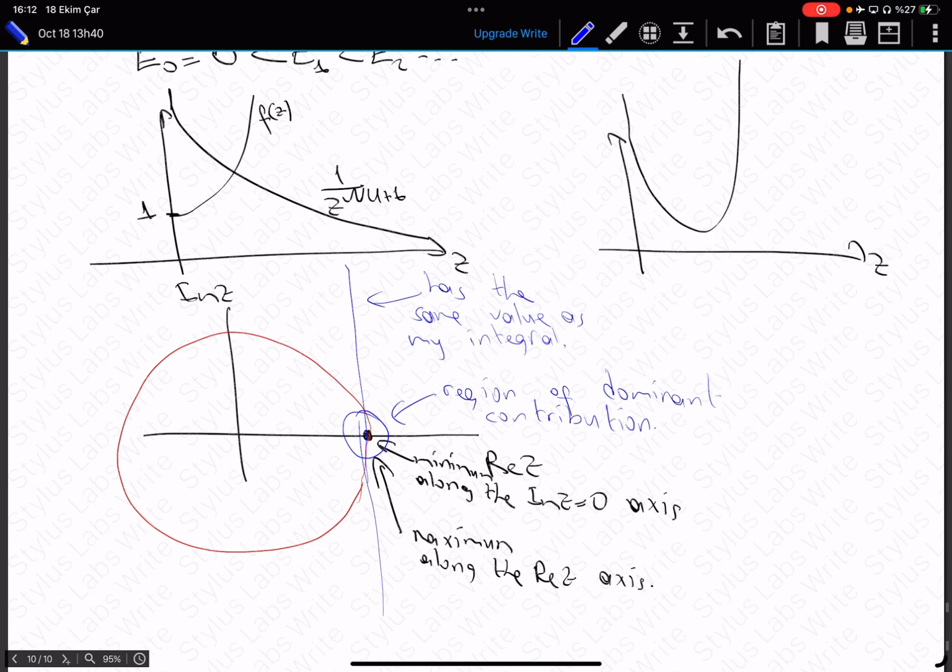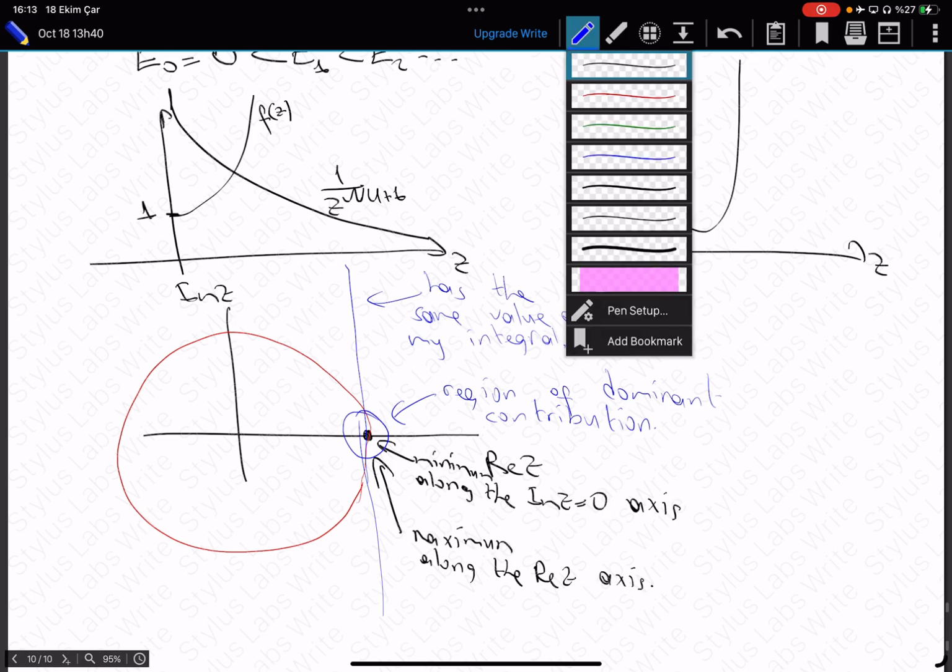Well, you see, if I can be sure that there are no poles anywhere else, I can deform this red contour to that blue line. But I don't know if there are any other poles or not, and I don't even really need to know that, because since the dominant contribution over here will be from here, whether I integrate over the red curve or the blue line, both receive the same contribution from this region, so they will both have the same value. So this is what's called the saddle point approximation.